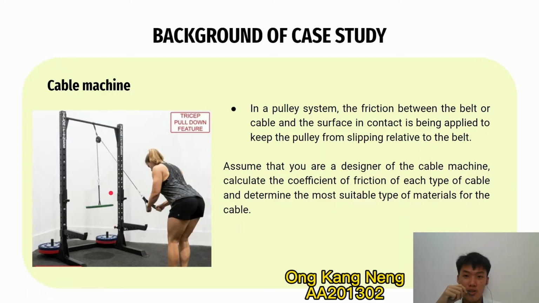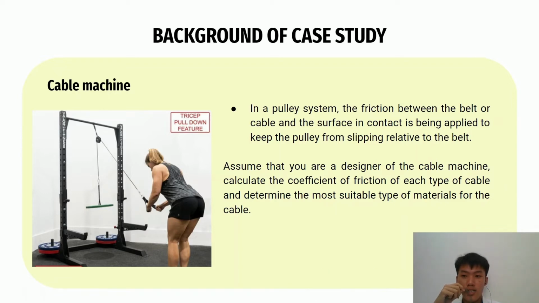Hi, my name is Ong Kang Nan and I will present about the background of case study. So the first case study is cable machine. In a pulley system, the friction between the belt or the cable and the surface in contact is being applied to keep the pulley from slipping relative to the belt. Now assume that you are a designer of the cable machine, calculate the coefficient of friction of each type of cable and determine the most suitable type of material for the cable.